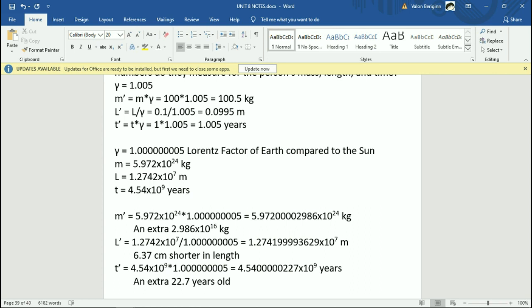Okay, so what does this mean? This means that from us standing on the Earth, we think that the Earth has a mass of this, a length of this, again think diameter, and has lived for this long. The Sun, separate from the Earth, watching the Earth going around it at a speed that gives it a Lorentz factor, thinks that its mass is this many extra kilograms, is 6 centimeters shorter than it actually is, and that it's lived an extra 23-ish years. So again, you can see that it's weird how this all comes together, but this is accurate. This is what actually happens. It's very, very weird. I don't really know what else to say about it.